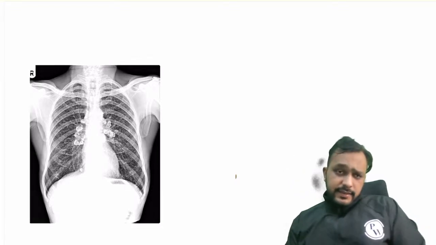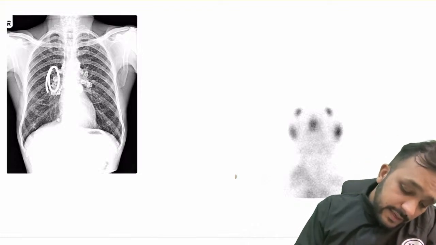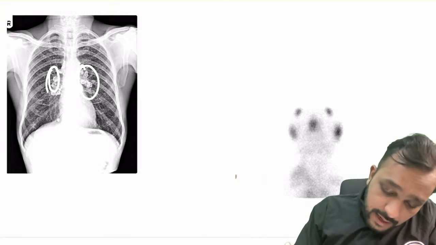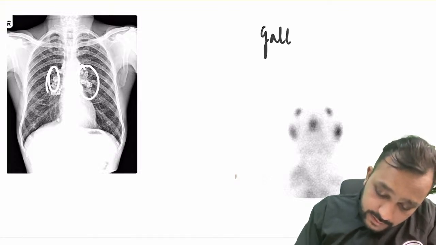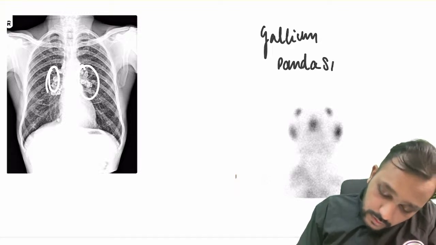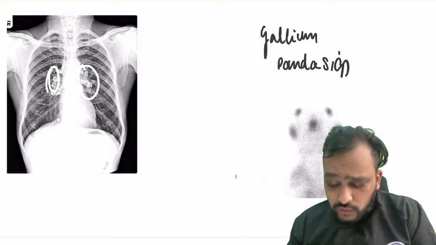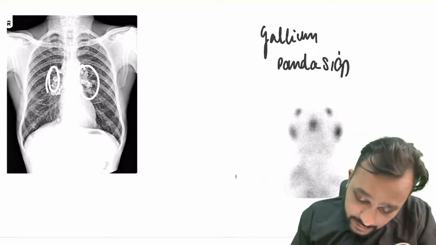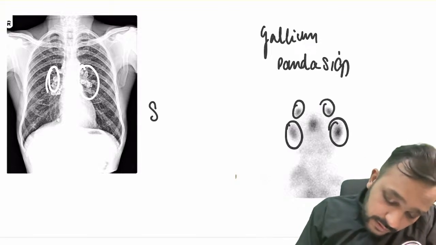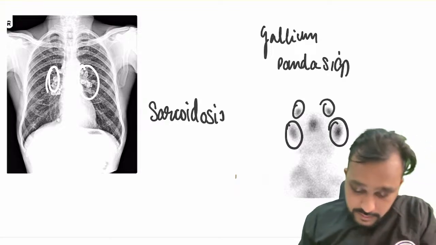So here in this chest x-ray, what we are able to see is that there is calcification seen in the perihilar region, and on the gallium scan, we can see that there is a panda sign. So perihilar calcification, that is your calcified lymph nodes, hilar lymphadenopathy, and increased uptake in the lacrimal and parotid glands. These are important features of sarcoidosis, right?